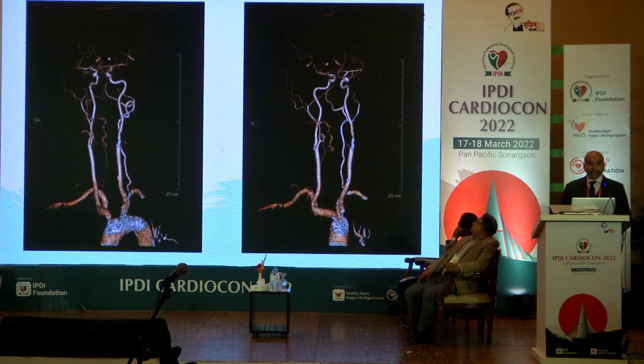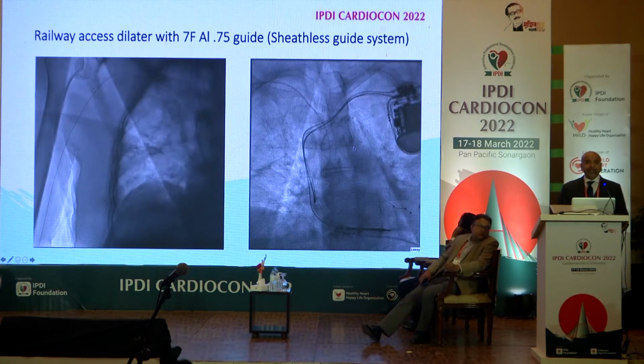So here's a CTA, and as soon as you see this, you'll understand the calcification in the aorta itself around the arch, and then you see the eccentric lesion in the left ICA as well. So this was actually done radially to try to avoid manipulation of the sheath in the aorta.